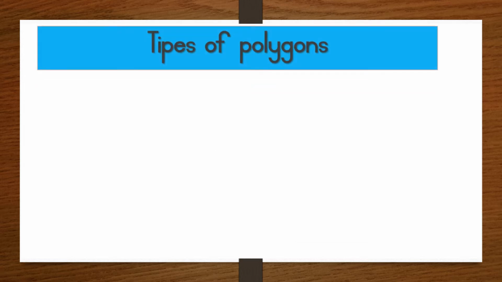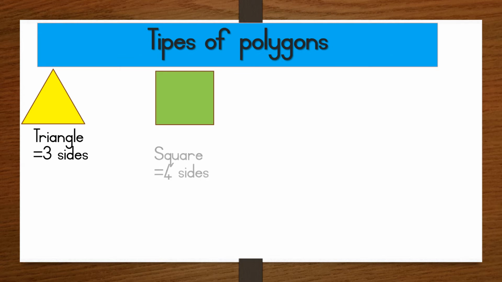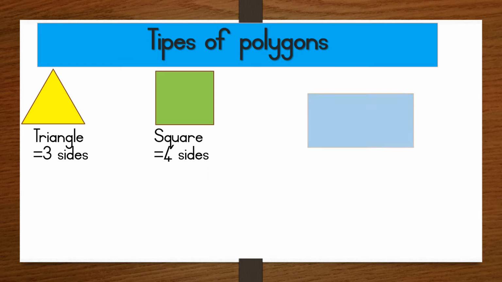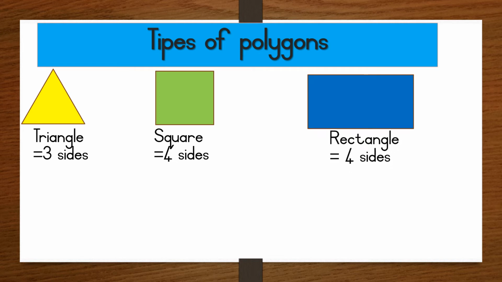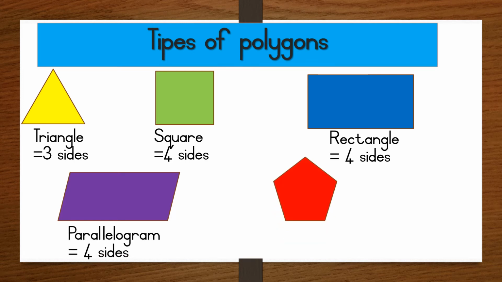Now here are 5 types of polygons. The first one is a triangle, which has 3 sides. The second one is a square, which has 4 sides. The third one is a rectangle, which has 4 sides. The fourth one is a parallelogram with 4 sides. And then the last one is a pentagon, which has 5 sides.